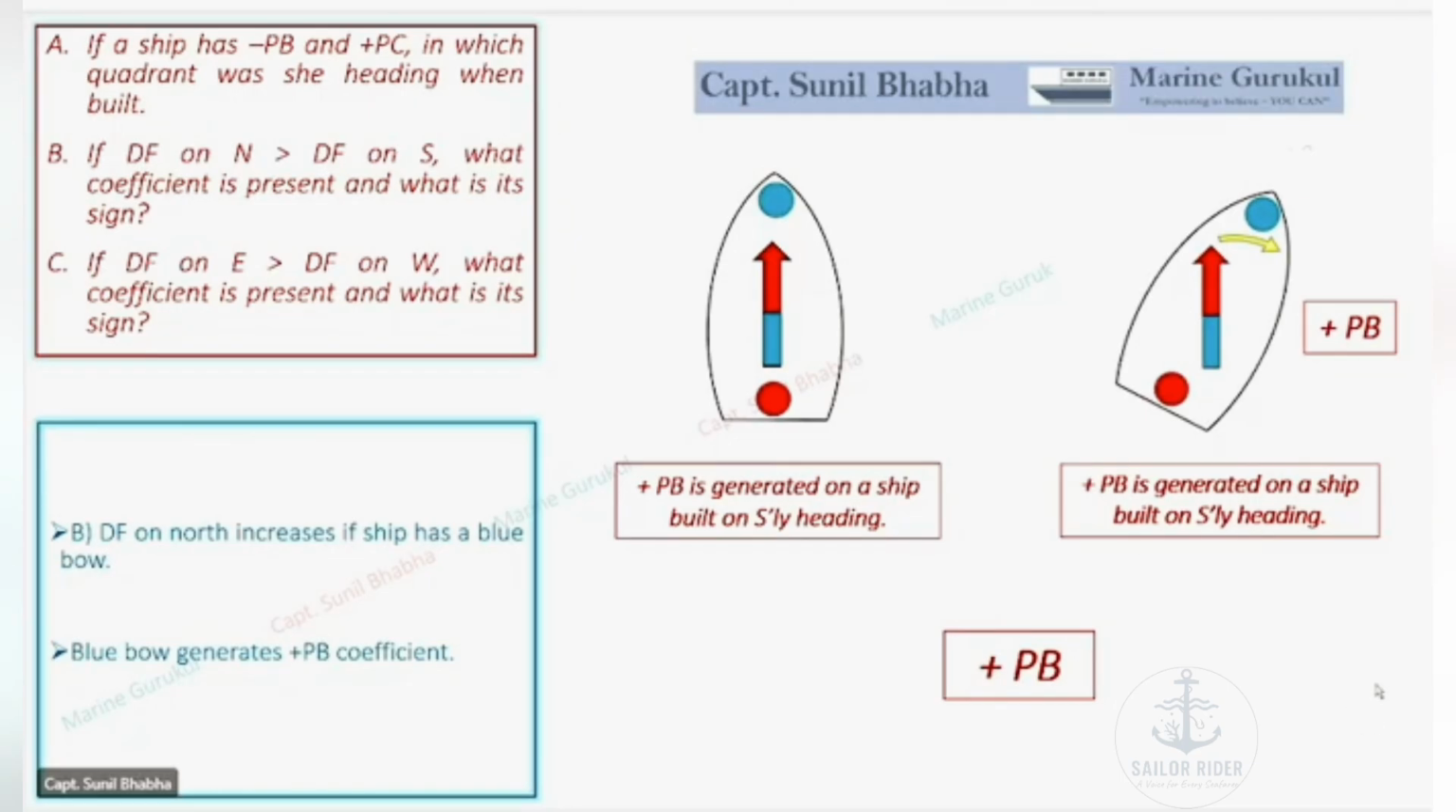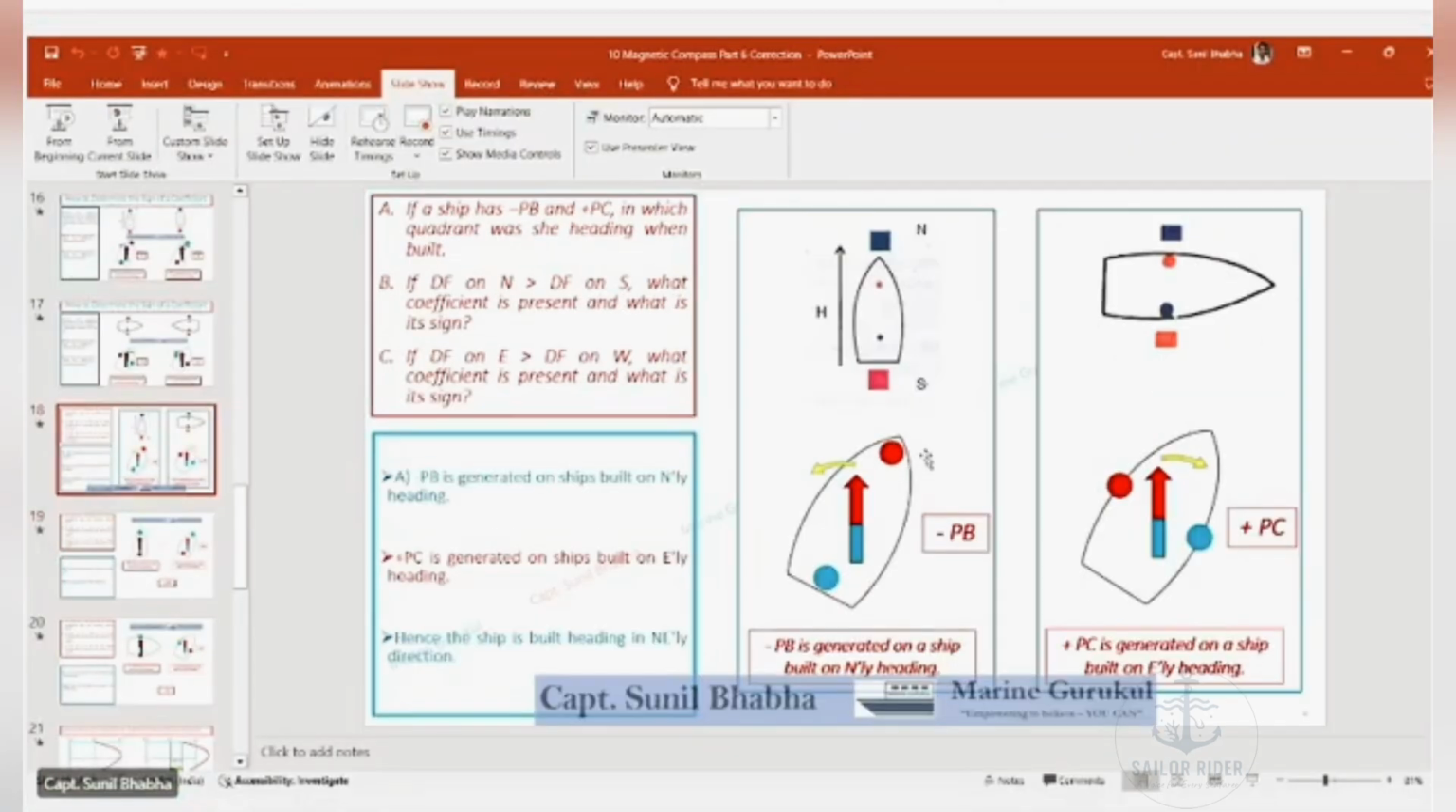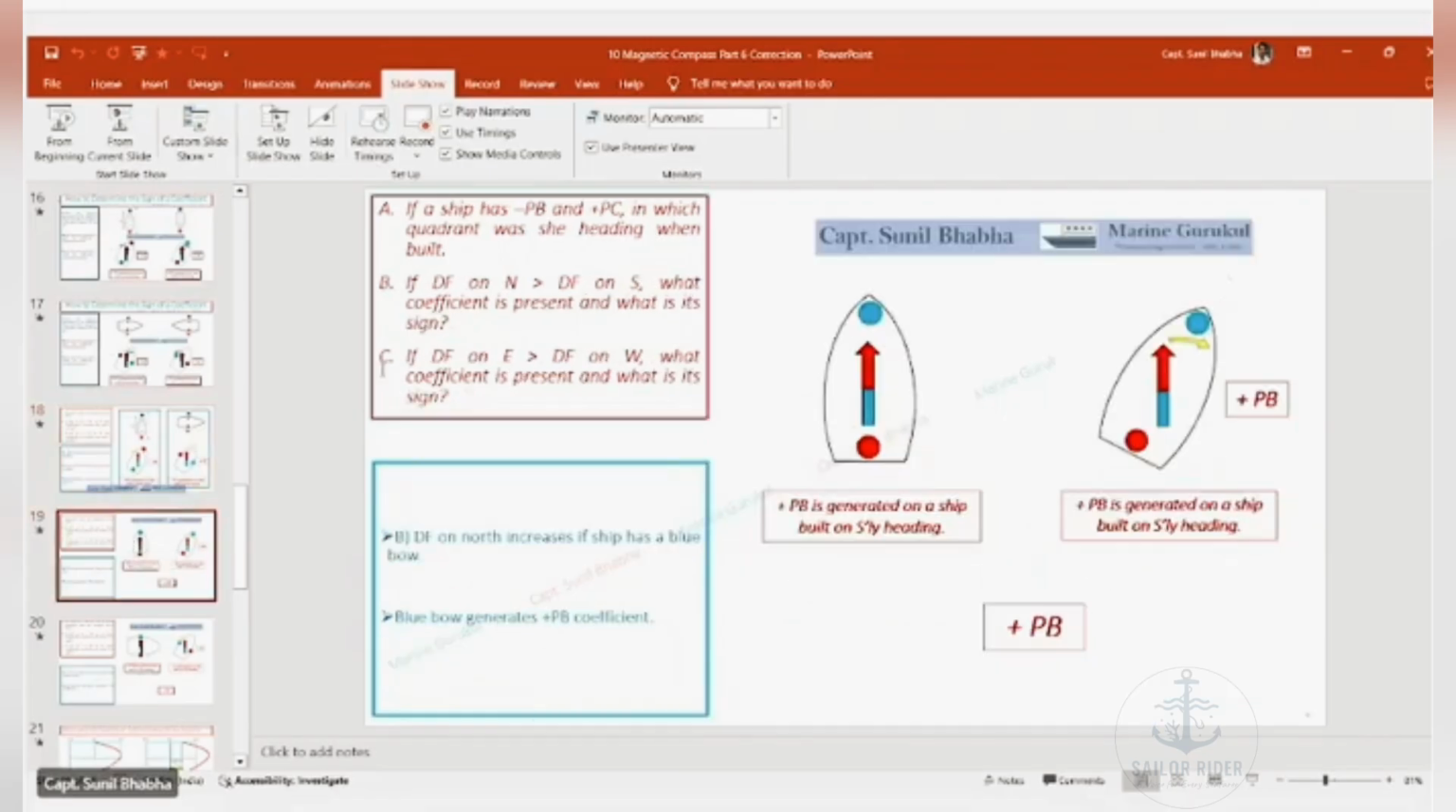Sir, the net got disconnected once. Please go to the previous slide, sir, I will take a screenshot. Okay beta, all right. This is the previous one, beta. Okay, all right. So we have done part B now. Let's see part C also.